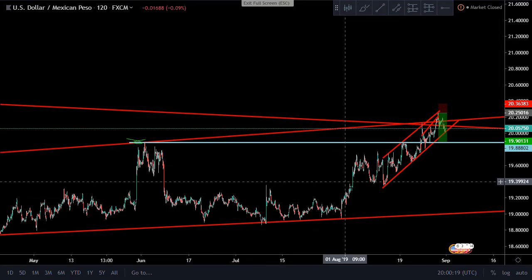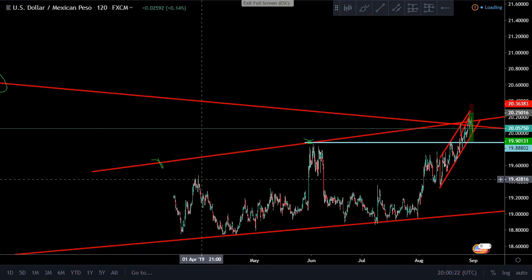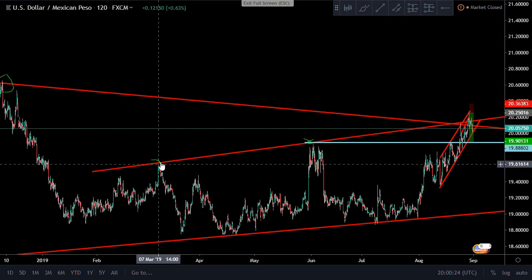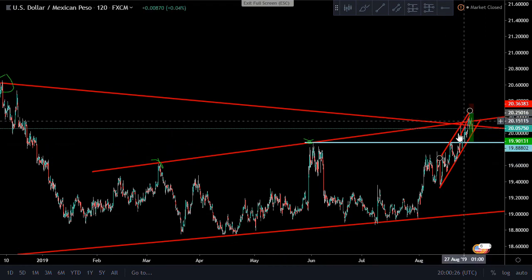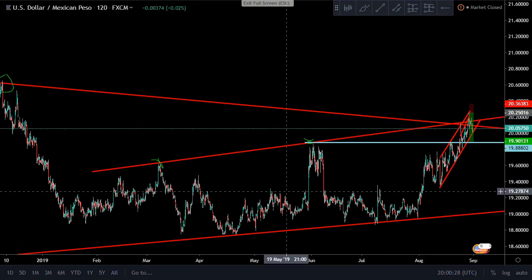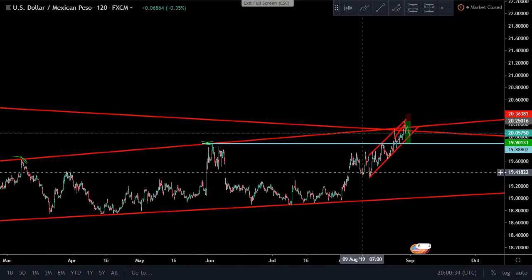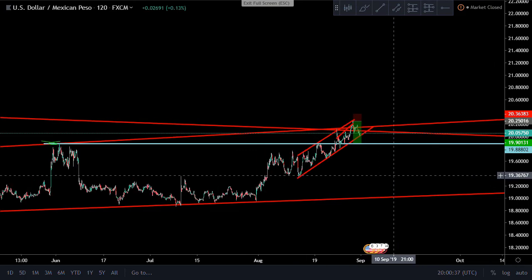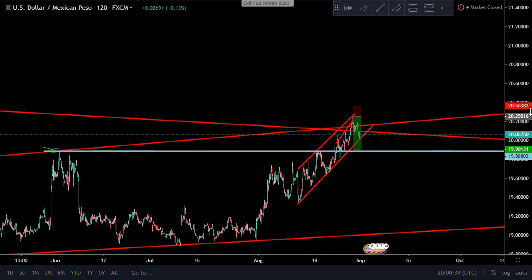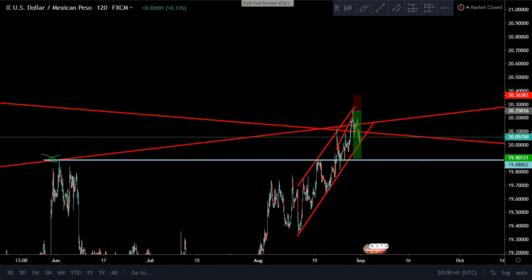On the smaller time frame, what we had is the first touch, second touch, third touch of this ascending channel, so the upper part of the ascending channel and the lower part of the ascending channel. Now we have structure, a pattern inside a pattern again. This is making it a little bit stronger for yourself.